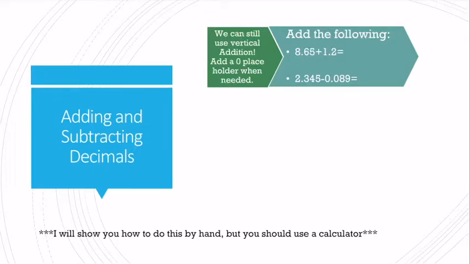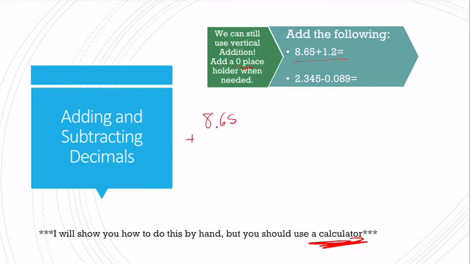Next, I'm going to show you how to add and subtract decimals. I would like you to use a calculator for this, but I'm going to show you how to do it by hand just in case you forget a calculator on an exam or something like that. So for vertical addition, we're going to have to make sure we have a zero placeholder when needed to make sure all of our decimal places line up.